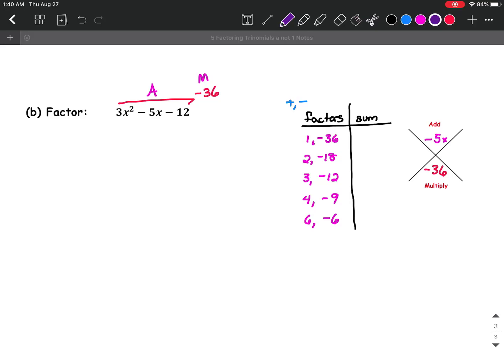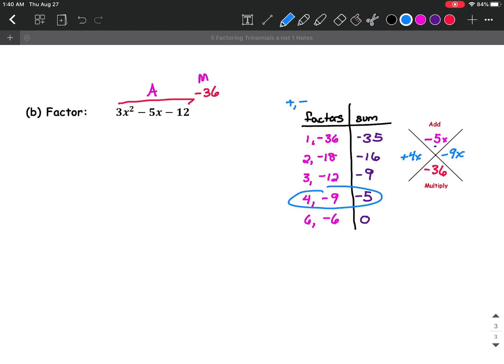Now we're going to add them up. 1 and negative 36 is negative 35. 2 and negative 18 is negative 16. 3 and negative 12 is negative 9. And I know some of you hate the arithmetic. You can use a calculator. It's okay. 4 and negative 9 is negative 5. And 6 and negative 6 add to 0. Now remember, we wanted to add to negative 5x. So here's our pair: a positive 4x and a negative 9x.